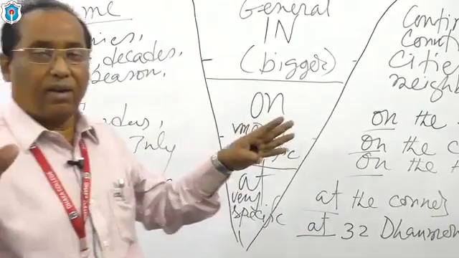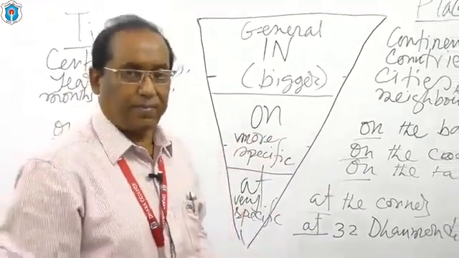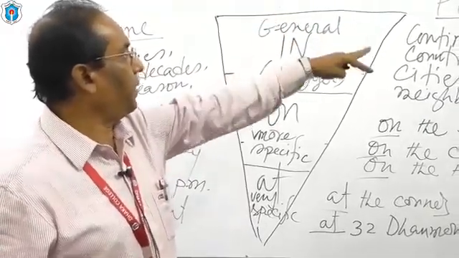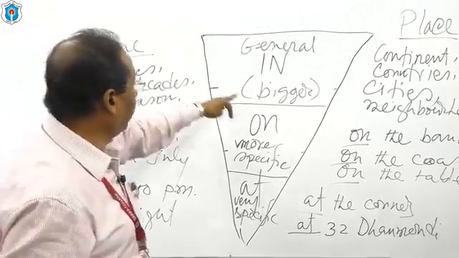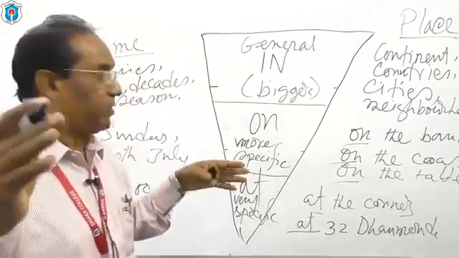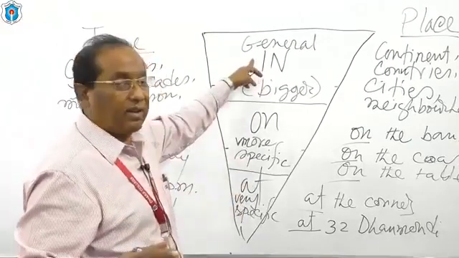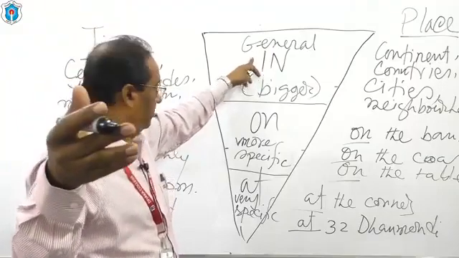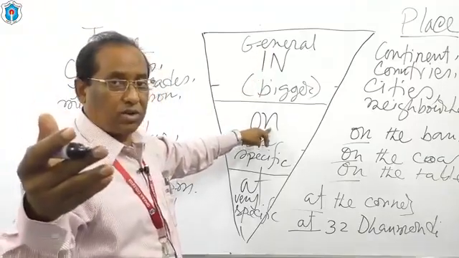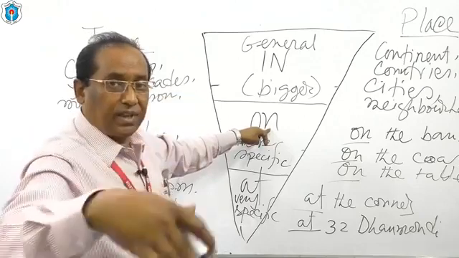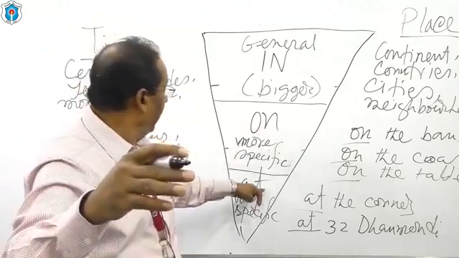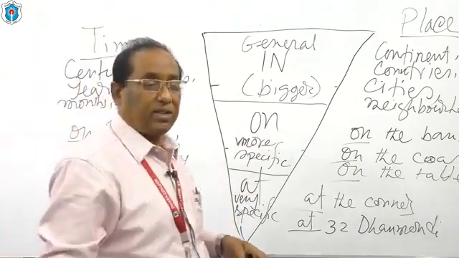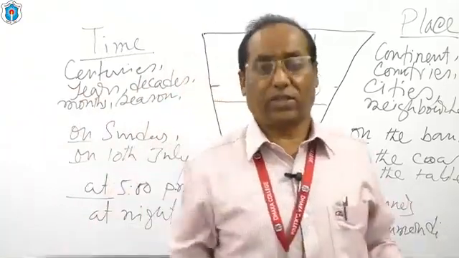Now you can compare and contrast both the uses of prepositions before place and before time regarding this most important in, on, at. In is used for the biggest, on is used before something bigger, and at is used on something that is most specific and the smallest.